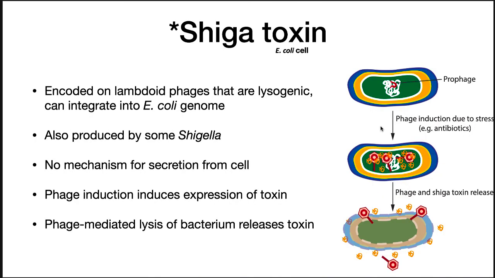The other major virulence factor that it has is Shiga toxin. And this is a toxin that's encoded on a lambdoid phage that's lysogenic and can integrate into the E. coli genome. It's called Shiga toxin because this toxin was first discovered in Shigella. However, since this is a Shiga toxin encoded on a phage, the secretion system that's used to export the toxin out of the cell is not present in E. coli, so there's no mechanism for secretion from the cell. Phage induction induces expression of the toxin, and then phage-mediated lysis of the bacterium releases the toxin.